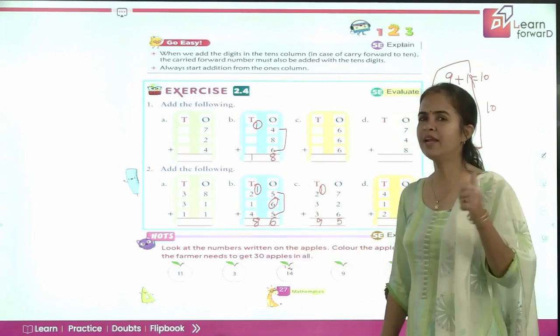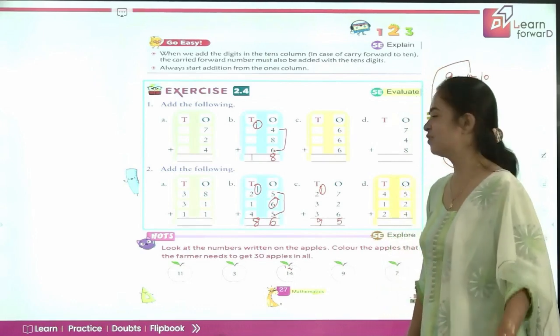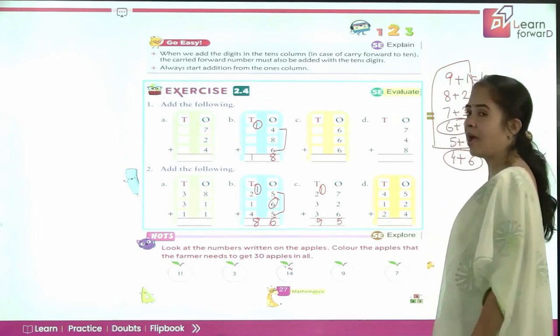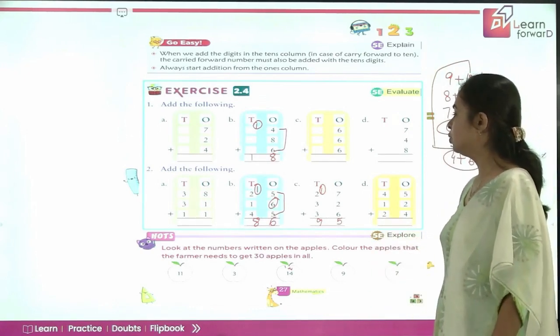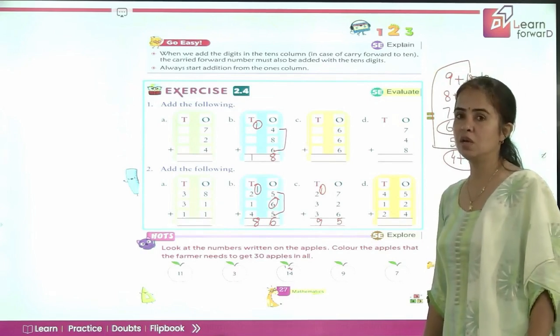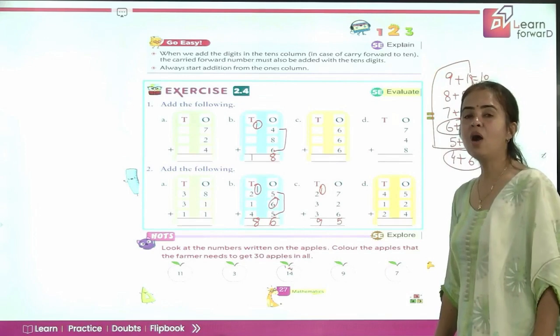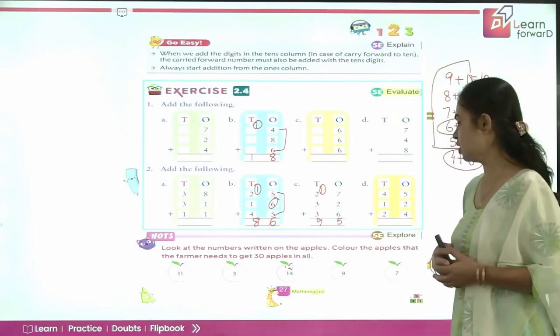Easy. Will you like to do rest of the parts yourselves? Are you sure? Yay, that's wonderful, children. Now look at the numbers written on the apples. Color the apples that the farmer needs to get 30 apples in all. So you have some number of apples here. How can you add up to 30? Let's find out such numbers.